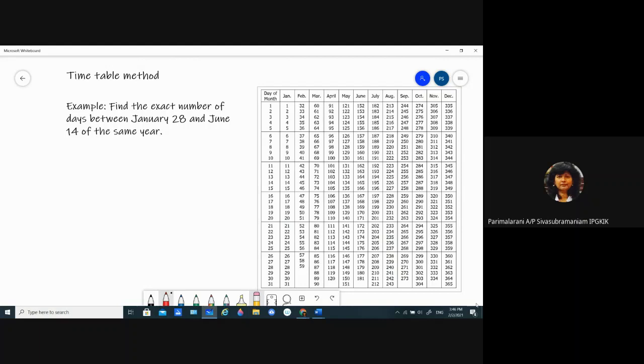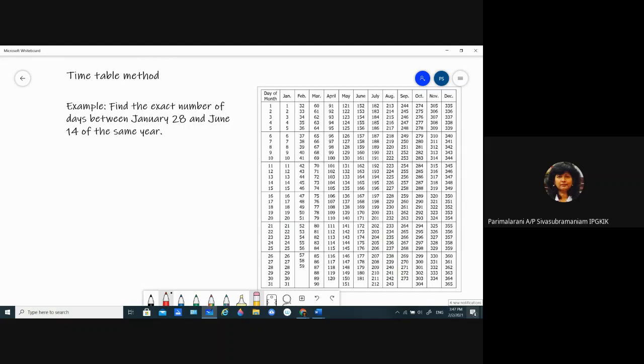If you look at the table here, you see this is a special timetable. The first column lists the days of the month. So we have 1 to 31. And then we have January 1 to 31 and then continue February 32 onwards until the end. So we can also use this timetable. A lot of banks use this timetable to find the time between dates.